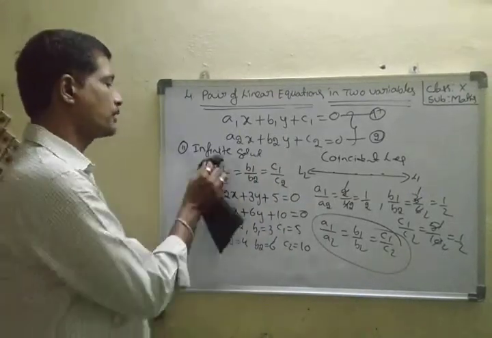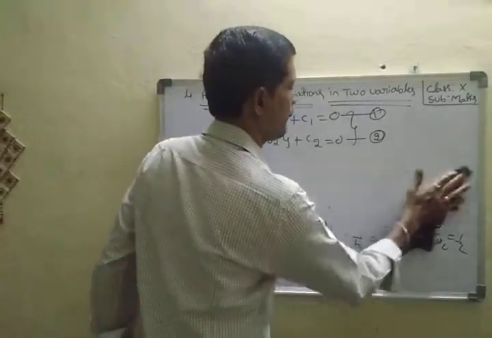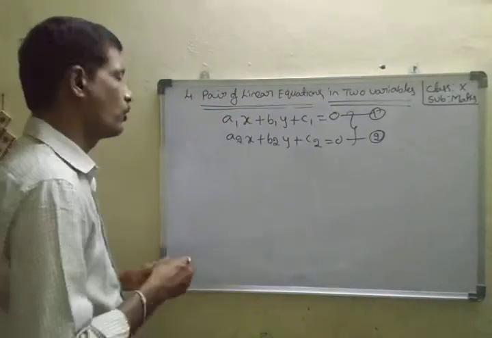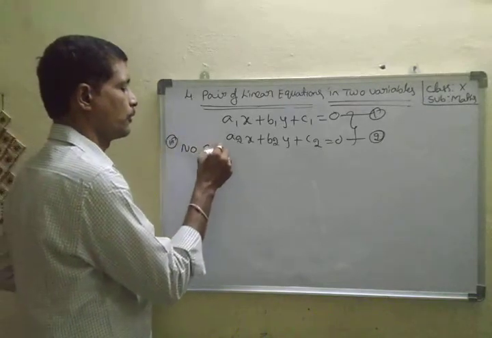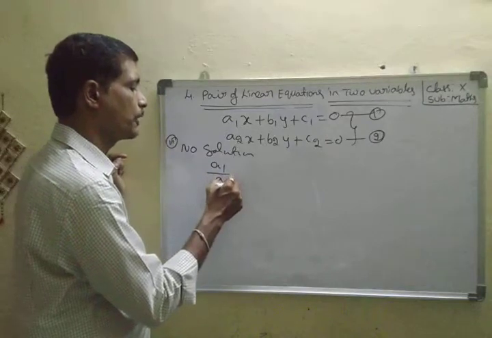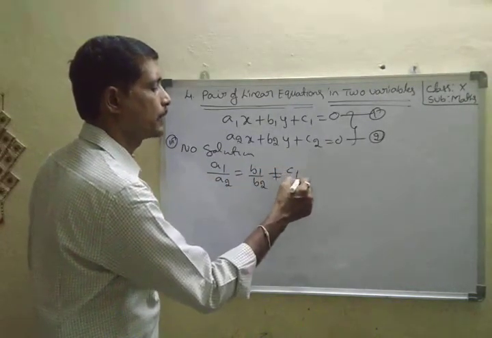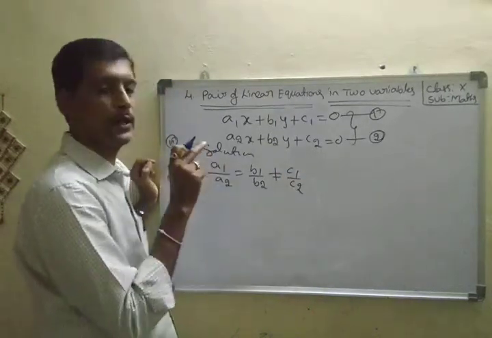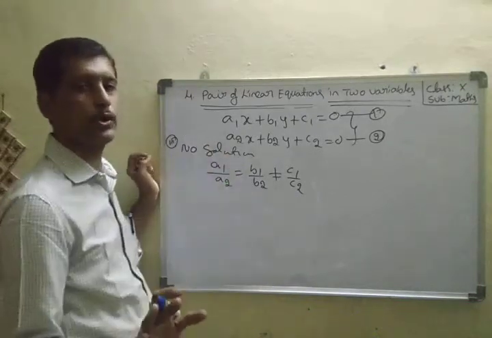Okay. Next one is no solution. Third one is no solution. No solution means the condition is a1 by a2 equal to b1 by b2 not equal to c1 by c2. Therefore, when this condition is satisfied, the two equations have no solution.